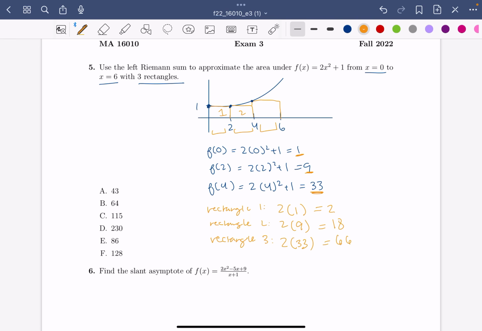66. And then if we add this all together using your calculator, 2 plus 18 is 20, plus 66 is 86, meaning that our left Riemann sum is 86. So with left Riemann sums, you want to use a height of the left part of the rectangle. But I think it's a little bit hard to see unless you draw a picture, so I always recommend drawing a picture.